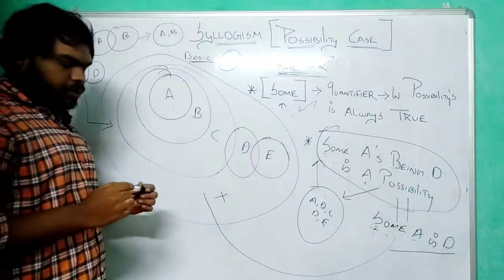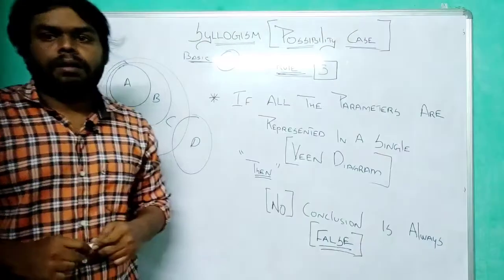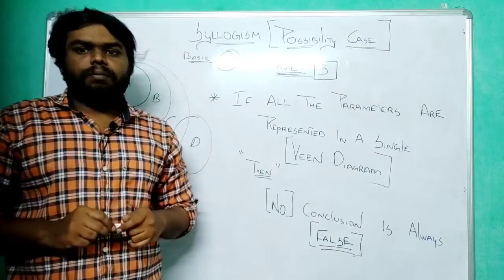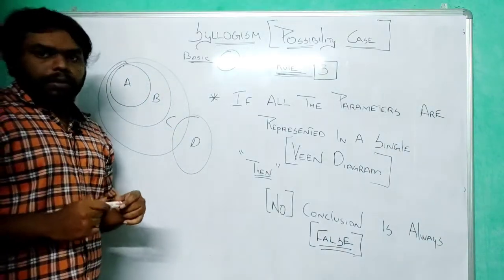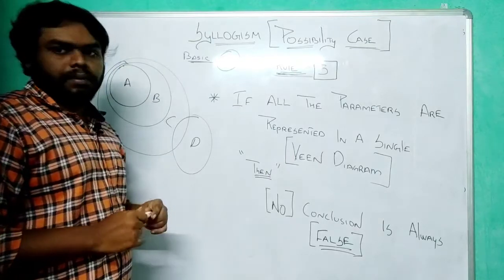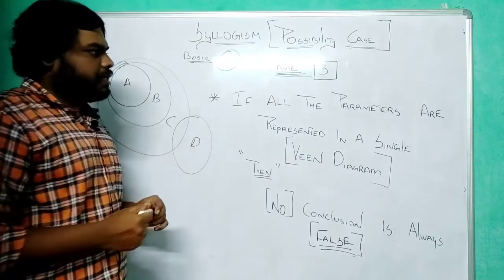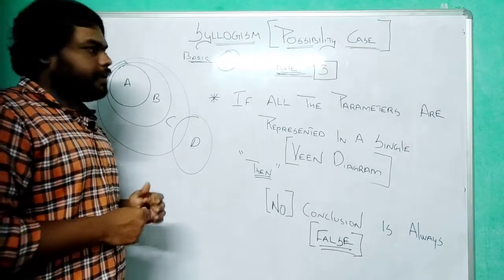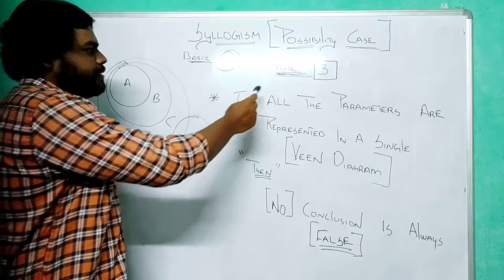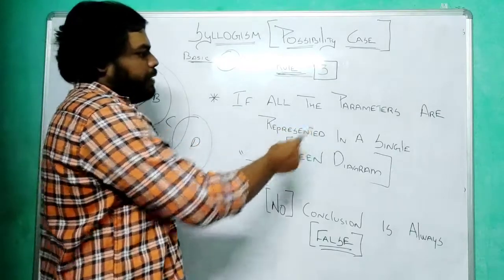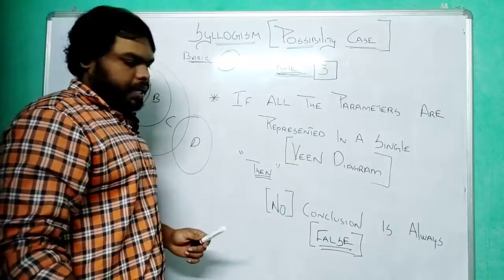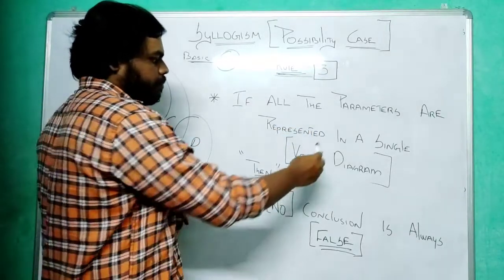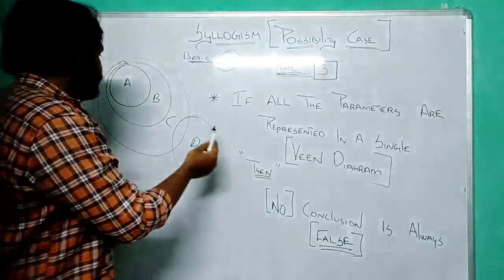2. Right. So, we will see rule number 3. Now let us see the rule number 3. So, the rule number 3 says, I should have written it like this for the rule number 1 and 2, but we are improvising, right? So, the rule number 3 says, if all the parameters are represented in a single Venn diagram, that is this.